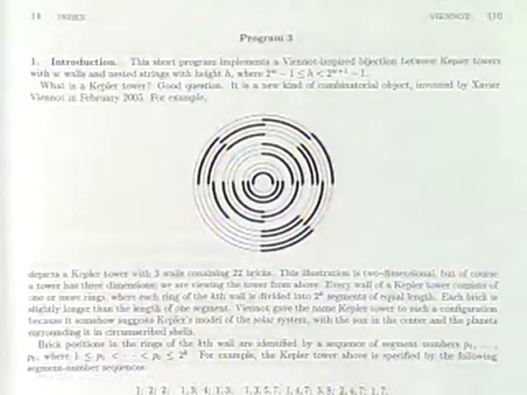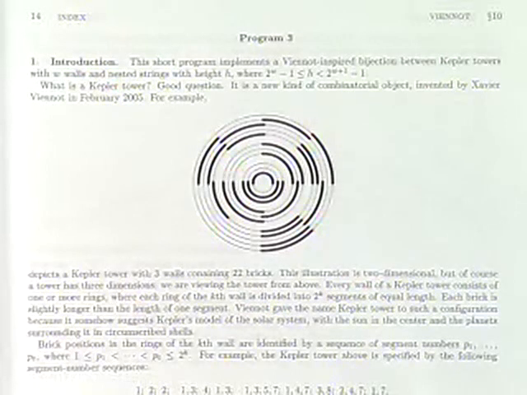And it's a new kind of combinatorial object that he decided to call Kepler towers. So let me now explain what a Kepler tower is. A Kepler tower has a certain number of walls and bricks. It turns out that the number of Kepler towers with n bricks and k walls is exactly the same as the number of binary trees with n nodes and Strahler number k, and similarly for pruning order and so on. Okay, so here's a Kepler tower.